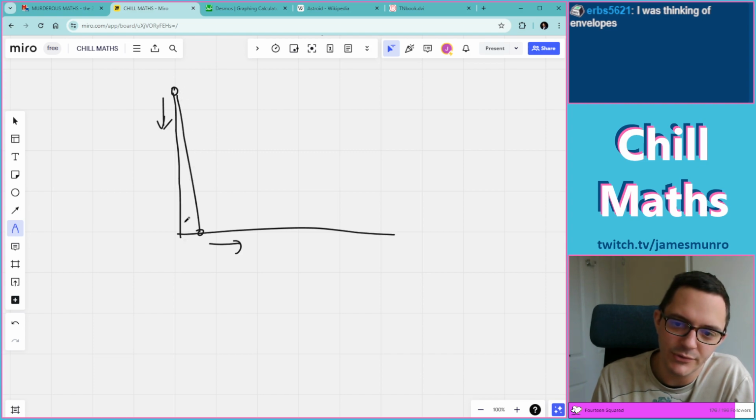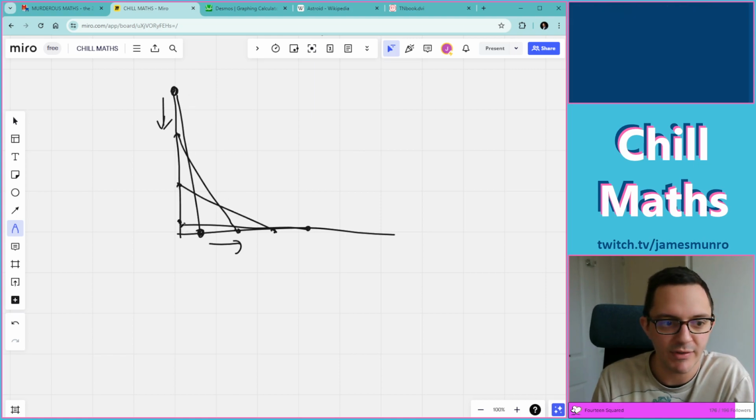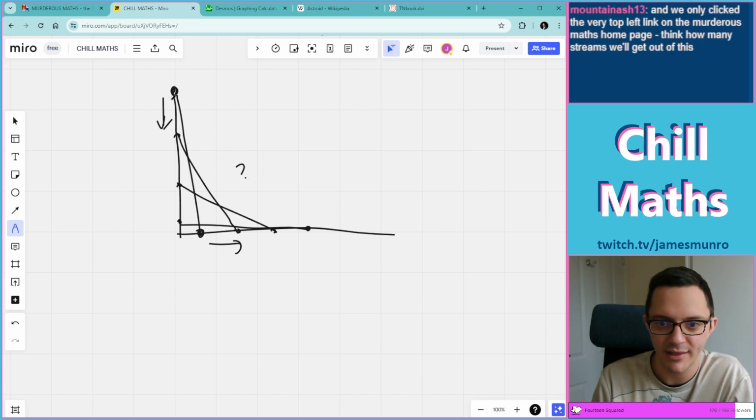As it falls, this point's going to go down and this point's going to move over. I don't care how fast it falls. I'm interested in the area that it sweeps out, the bit that is at some point underneath the ladder. There are some points that are obviously underneath the ladder, like stuff over here. And there's some points where you think, well, maybe if the ladder falls over like that, there's some sort of curve to this.